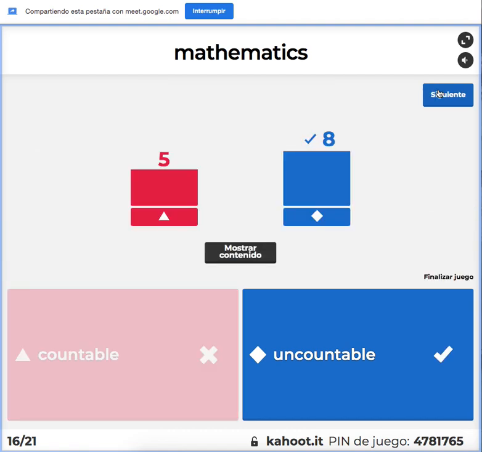Actually, it is uncountable. Mathematics is a science, guys, the science of studying the numbers. But it is not possible to count a science. You just know that this is the concept of a huge set of things that are part of something. So mathematics is non-countable. And actually, you don't have a singular form. That's another thing.